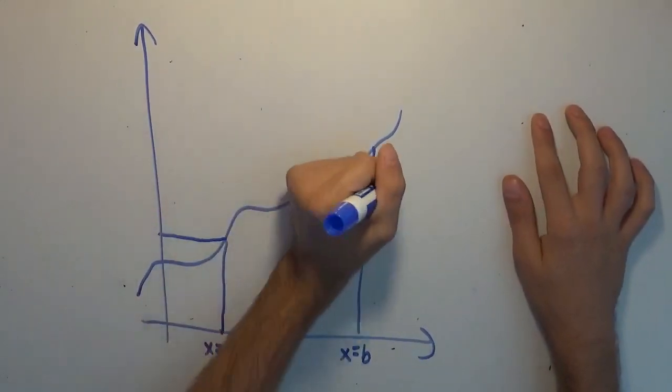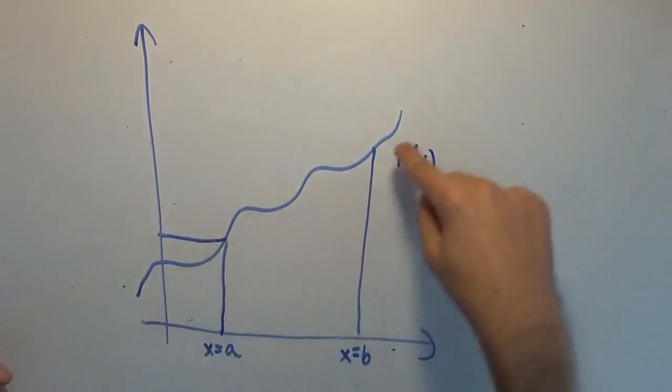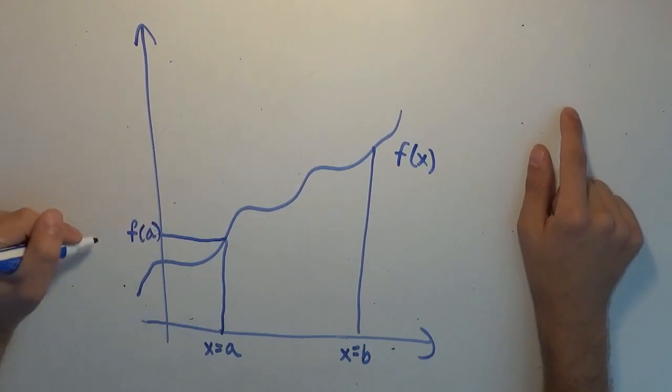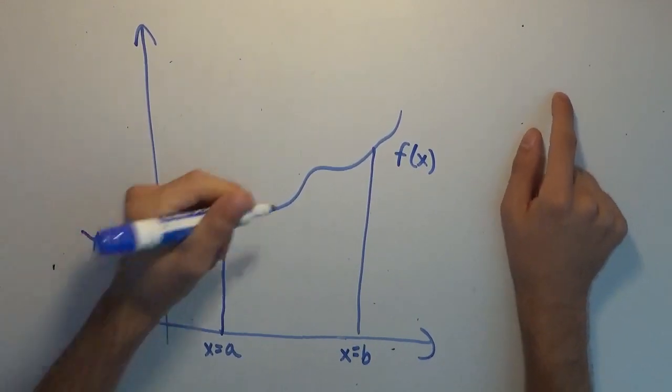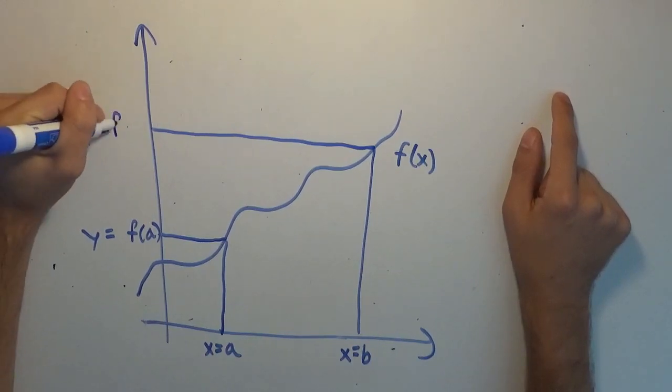So this is some function f of x. Right? This right here, this curve. Well, then this is f of a, right? This is y equals f of a. And this right here is y equals f of b.